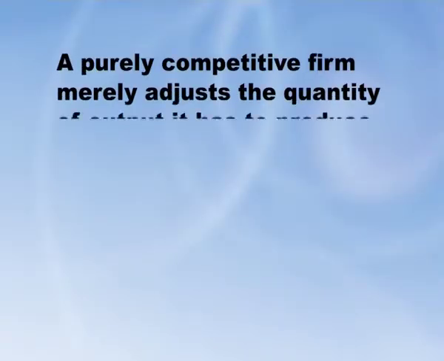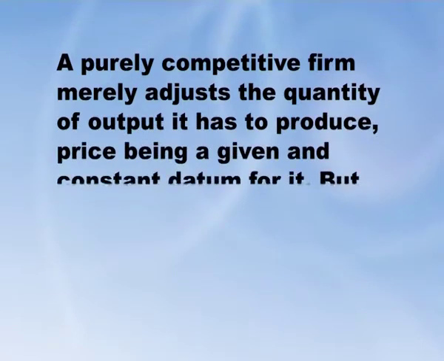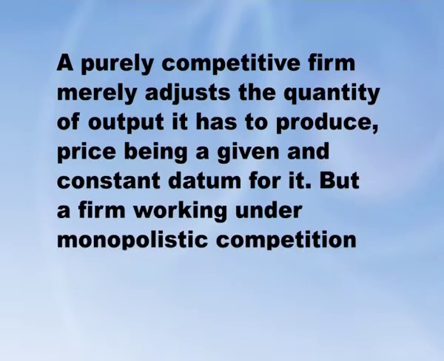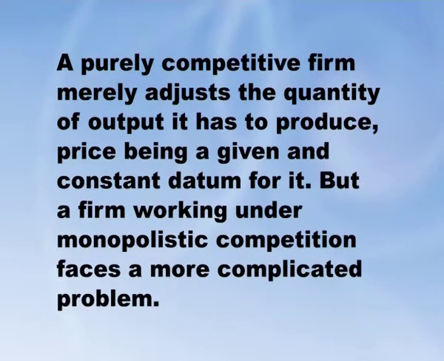If a firm working under monopolistic competition wants to increase the sale of its product, it must lower the price if it is prepared to sacrifice some sales. To put it in another way, a firm working under monopolistic competition can lower the price by increasing its levels of sales and output. A purely competitive firm merely adjusts the quantity of the output it has to produce, price being a given and a constant datum for it. But a firm working under monopolistic competition faces a more complicated problem. It cannot merely adjust quantity at a given price, because each quantity change by it will bring about a change in the price at which the product can be sold.